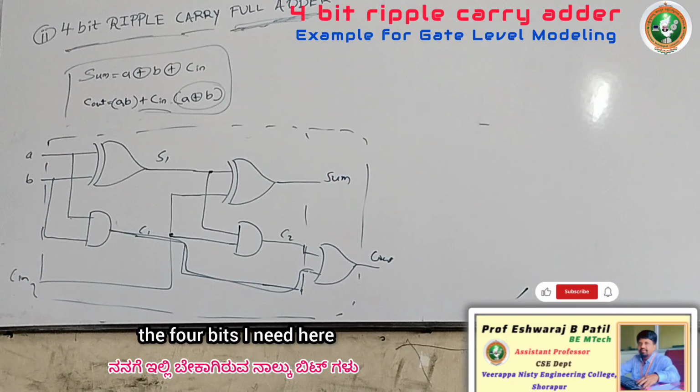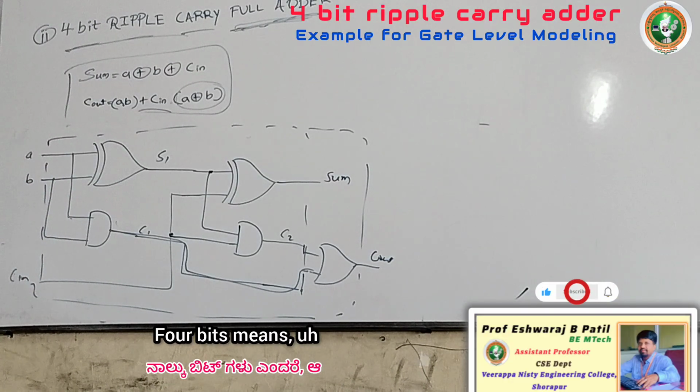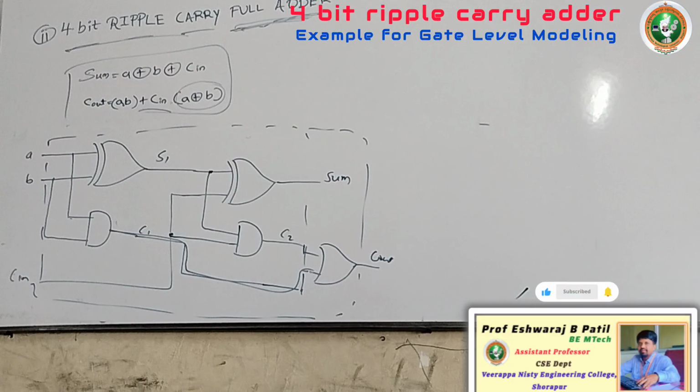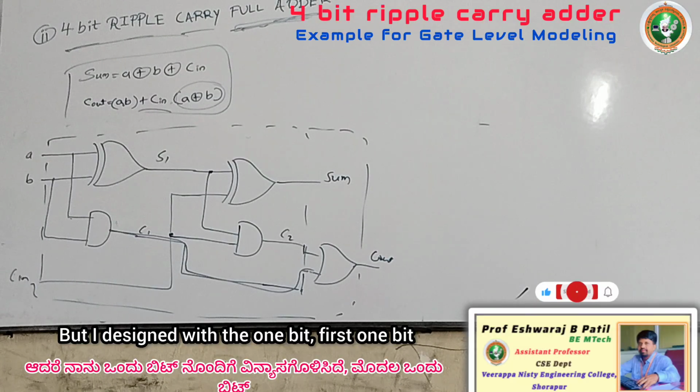What we designed here is one bit, but I need 4 bits here. 4 bits means 4 full adders I need here. But I designed with the first 1 bit.